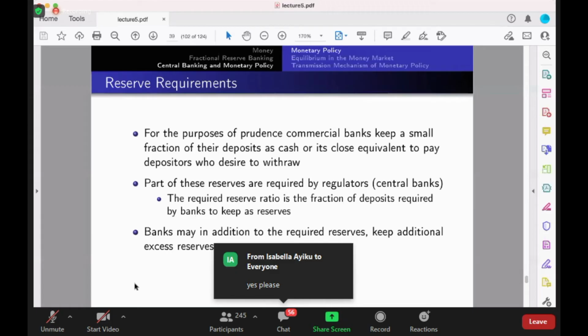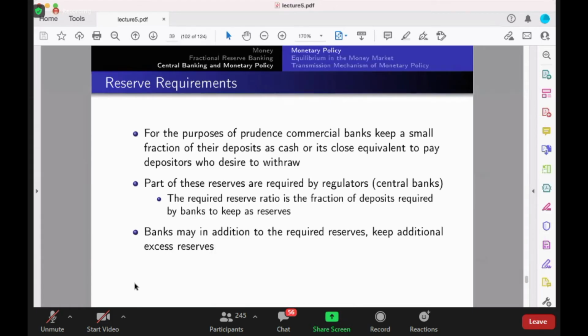So now let's come to the reserve requirements. Banks are supposed to keep a fraction of their deposits, or of the reserves they have as deposits, in the form of cash. Part of these reserves are required by regulators. So the required reserve ratio is simply the fraction of deposits banks are required to keep as reserves. Banks may, in addition to the required reserves, keep additional excess reserves.